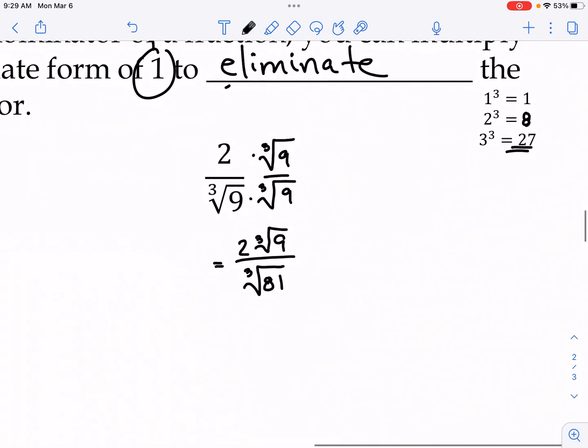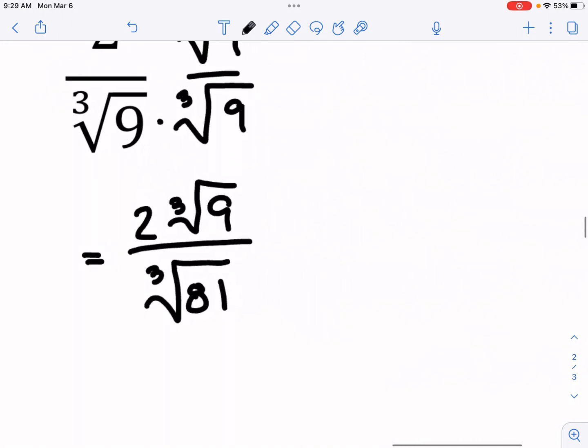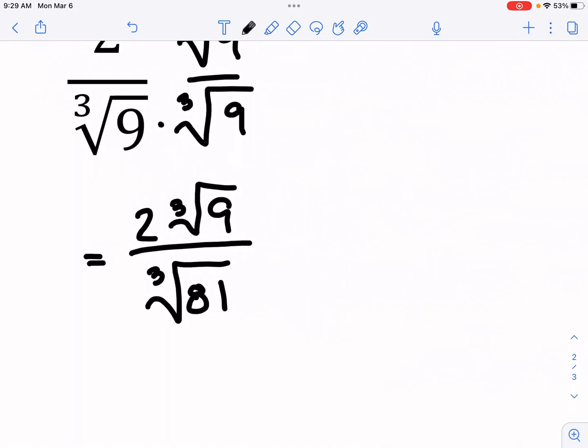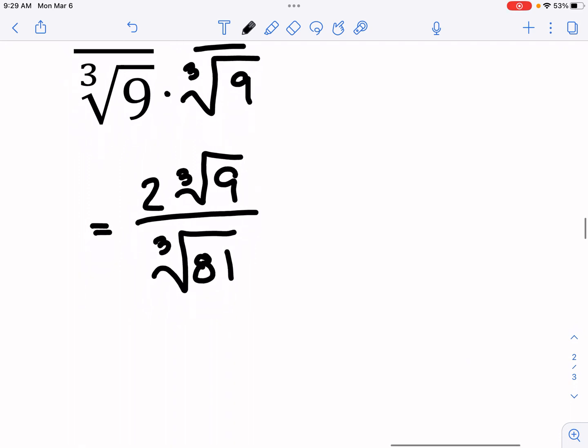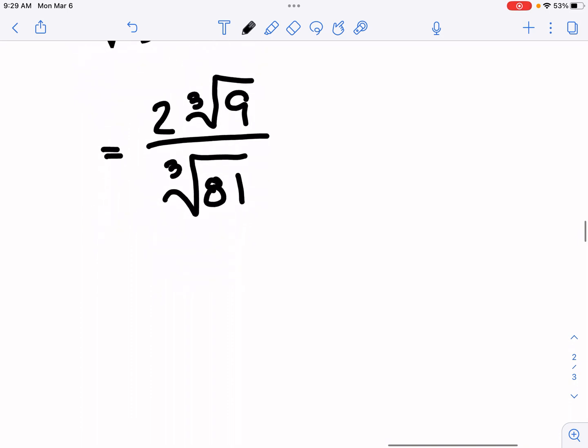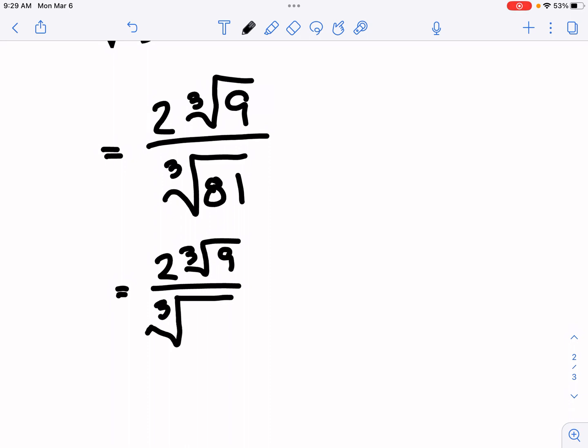It turns out that there's some product with 27. I believe this is 27 times 3, 81, yeah. So we can represent the denominator here. I'm still going to keep the numerator. We can represent cube root of 81 as cube root of 27 times the cube root of 3, right? 27 times 3 is 81.